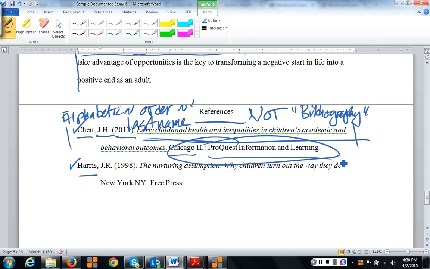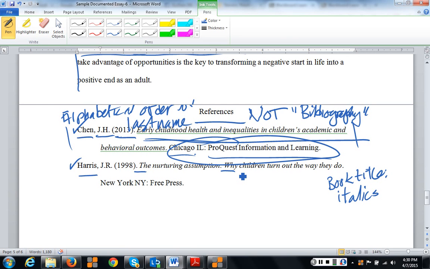Note that the title is italicized because it's the name of a book. Book title, italics. Okay? If it's not a book title, if it's the title of an article, it's not in italics. And remember, only the first word of the title is capitalized. So the, and then also the first word of a subtitle is capitalized.